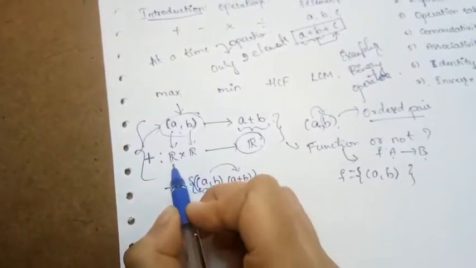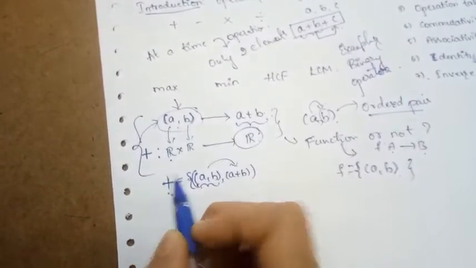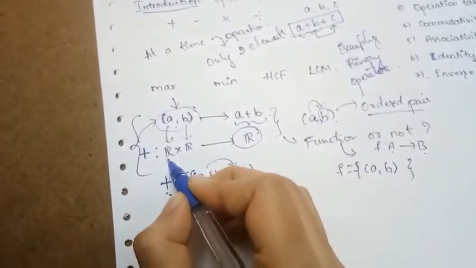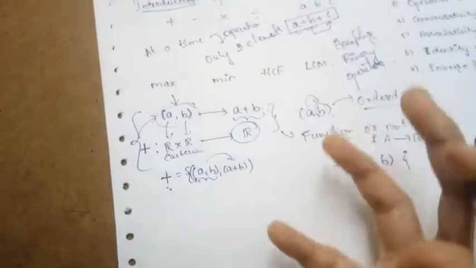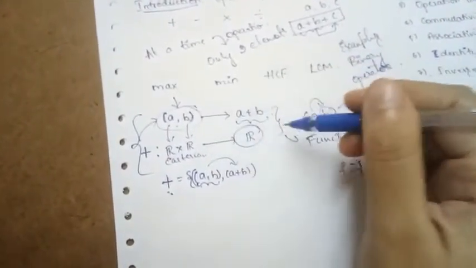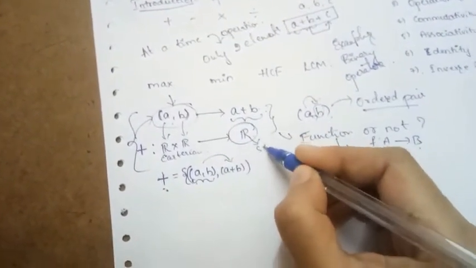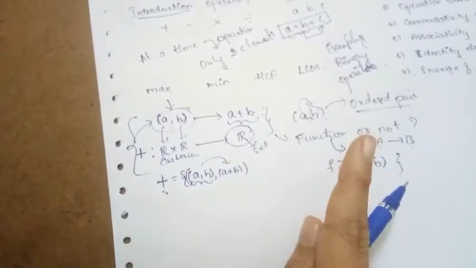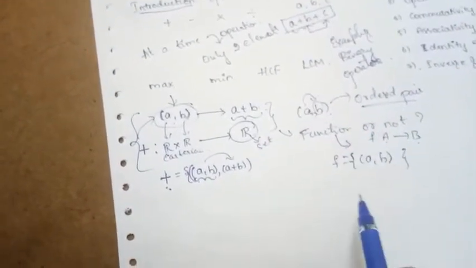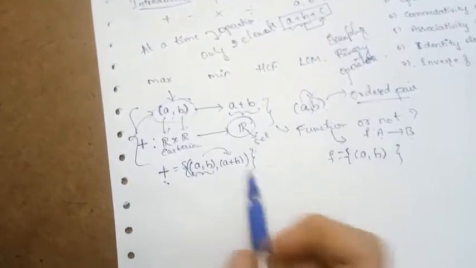So clearly the domain of the operator, or the domain of the function plus, is a Cartesian product, and the range or codomain belongs to a normal set, right? Because if we add any two numbers, we get a single number that belongs to one particular set. So this is how it will be in tabular form.